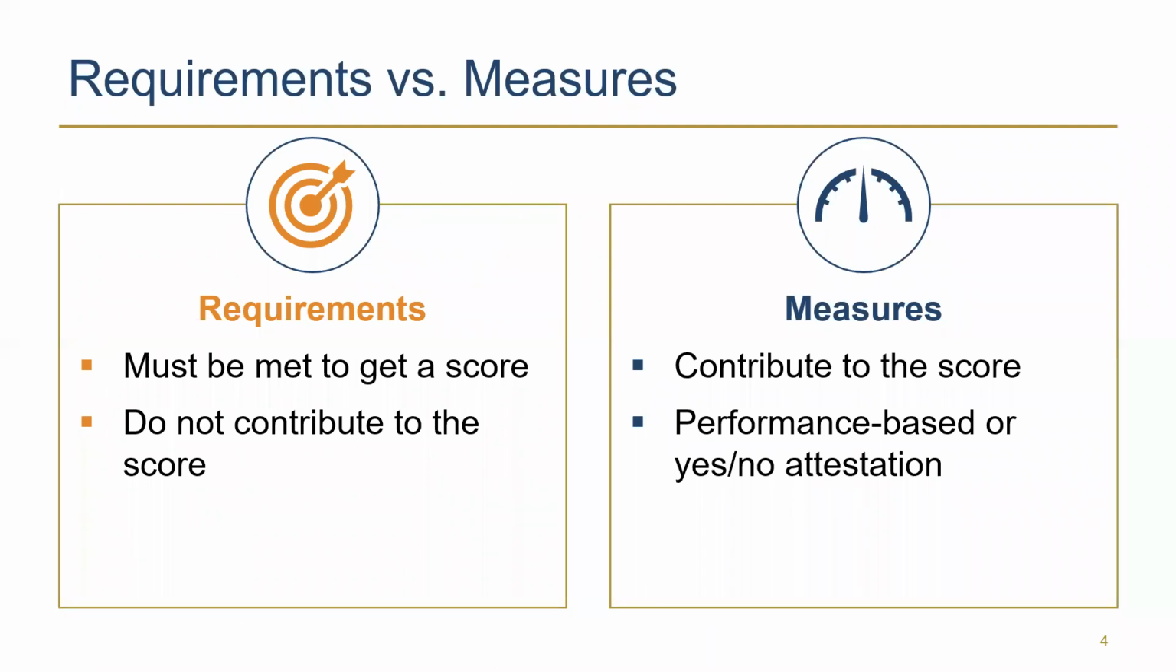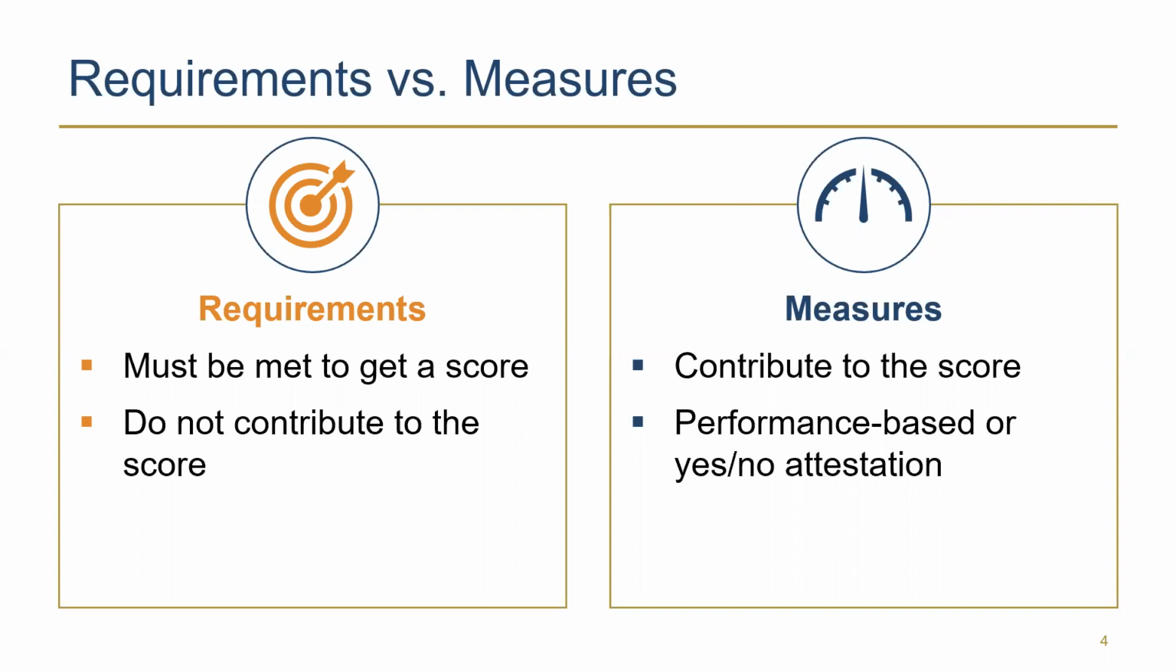The Promoting Interoperability category consists of reporting on requirements and on measures. This slide may be familiar as we looked at it during the first training session. We felt it important to point out again the differences in these as it pertains to successfully completing and submitting information for the PI category.